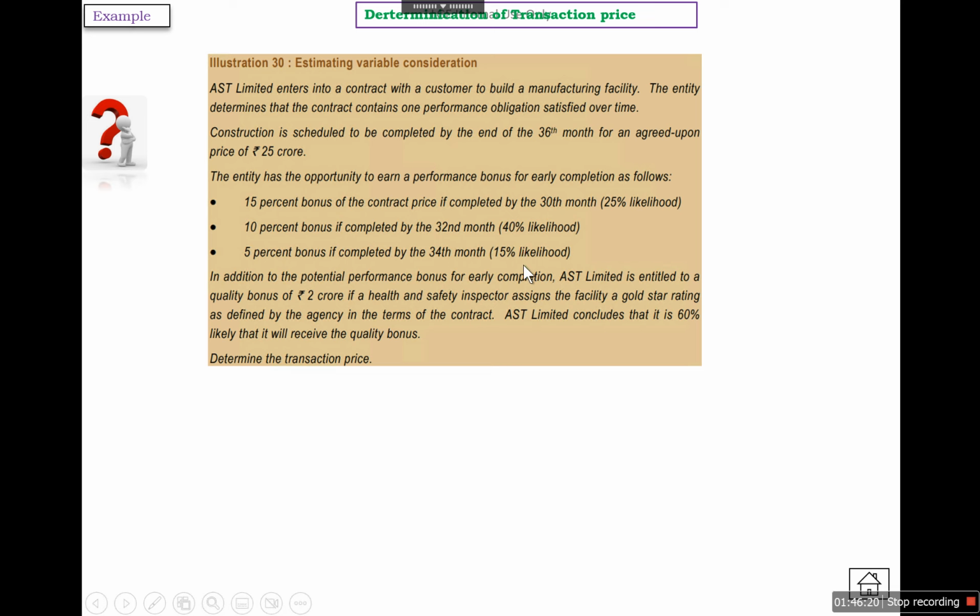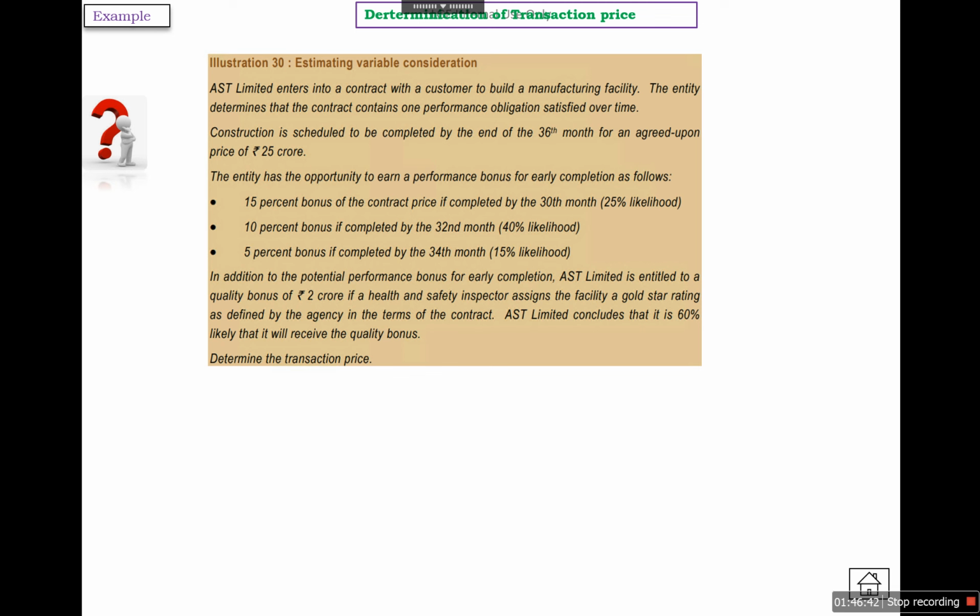and 5%, 15% likelihood. In addition to the potential performance bonus for early completion, AST Limited is entitled to a quality bonus of 2 crore if a health and safety inspector assigns the facility a good star rating as defined by the agency in terms of the contract. AST Limited concludes that it is 60% likely that it will receive a quality bonus.